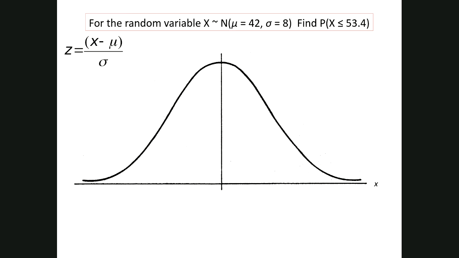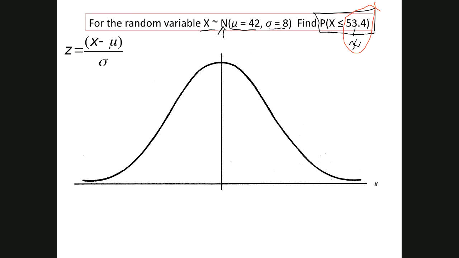All right, so let's see how we can work one of these. We're given a random variable x. This N means that it has the normal distribution. The mean value is 42. The standard deviation is 8. And we want to find the probability that that random variable is less than or equal to 53.4. The 53.4 corresponds to the value of x that we're going to use in our transformation.